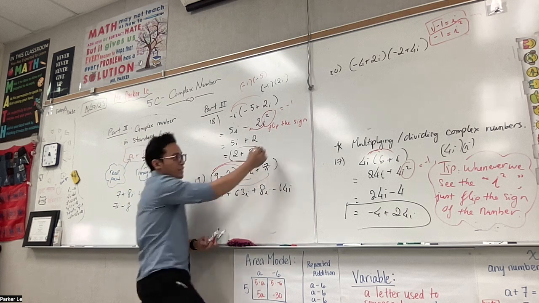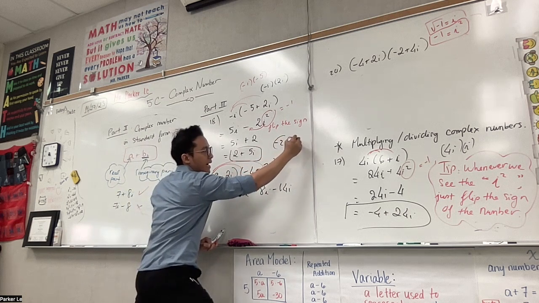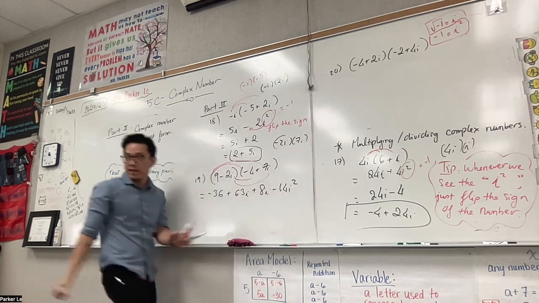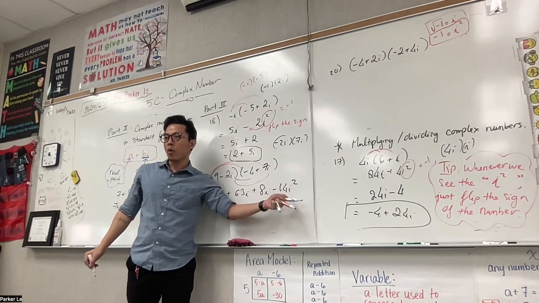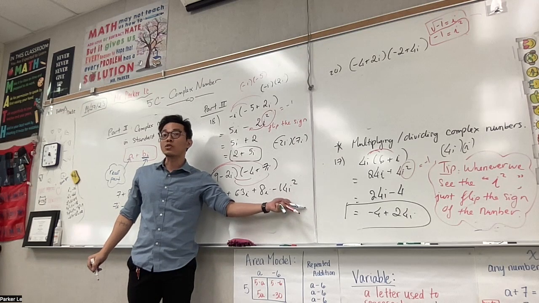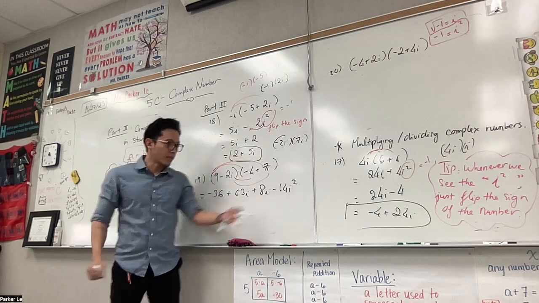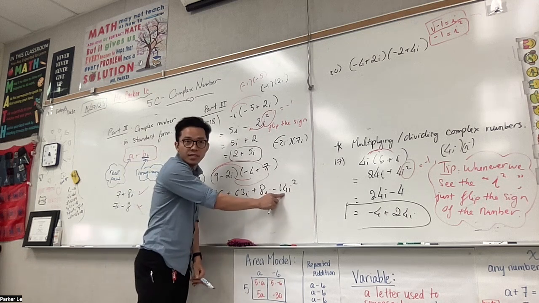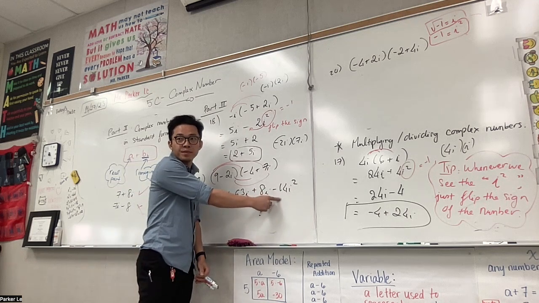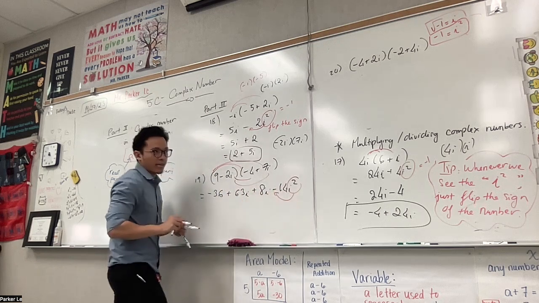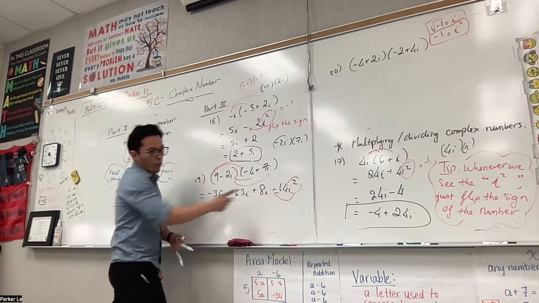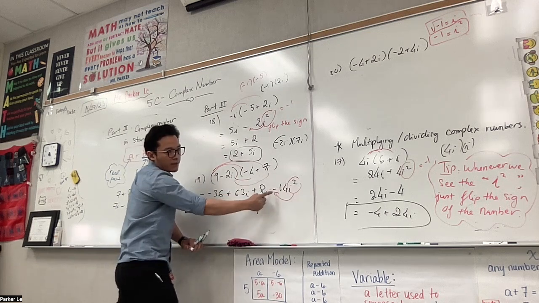So negative 2i times 7i is negative 14i squared, right? Take care of the i squared. What is i squared again? i squared is negative 1. So negative 14 now becomes positive 14. So just flip the sign. That's the short tip right there. Whenever you see the i squared, you just flip the sign.